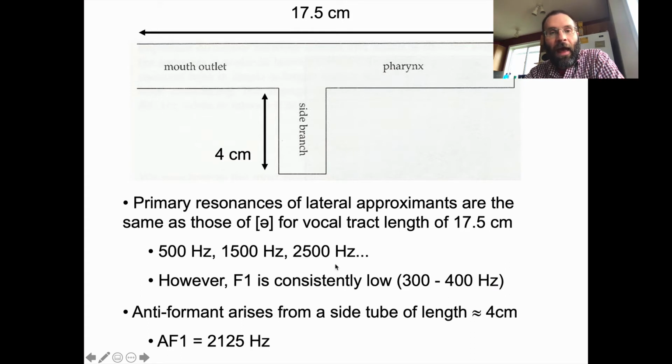And I will add that for laterals, you will normally see a consistently low F1 of about 300 to 400 hertz, which is also fairly similar to what we saw for nasals. It's not entirely clear exactly why this is the case, but you can think of it a little bit in terms of perturbation theory, where you're making a closure closer to the front of the mouth, and we have the velocity antinode there, so that should lower F1 to some extent.